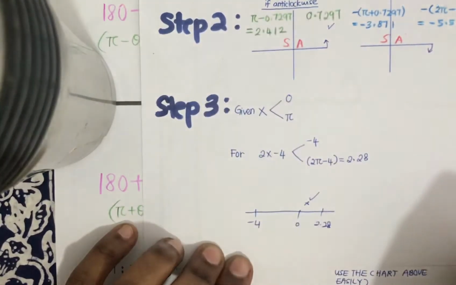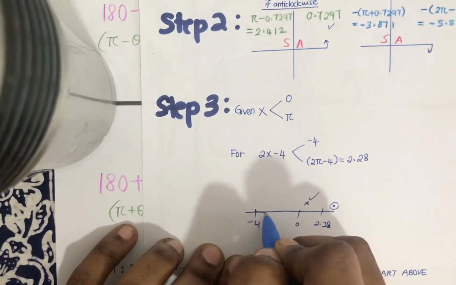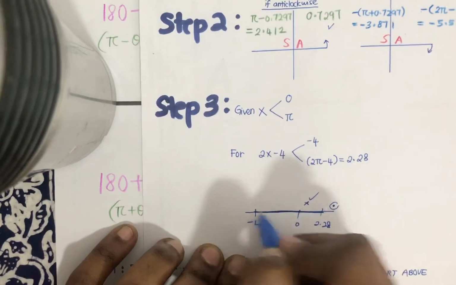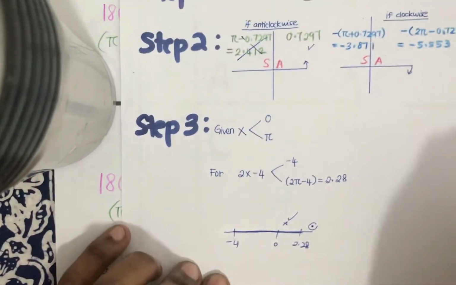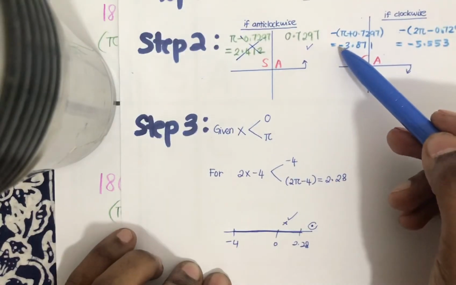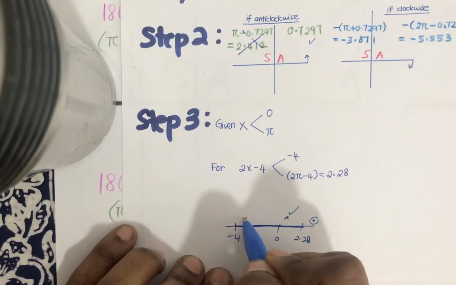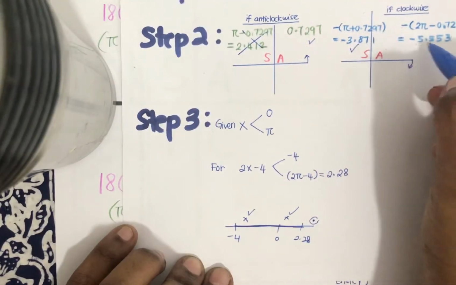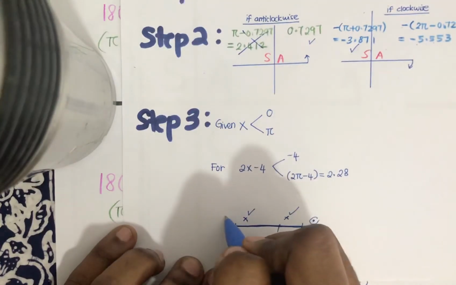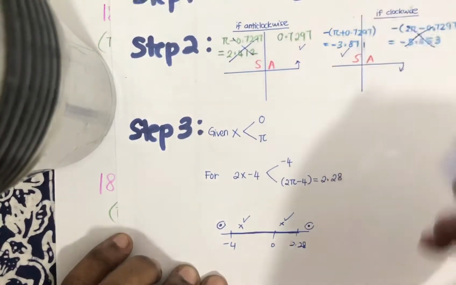How about 2.412? 2.412 is somewhere here. You only want your answer to be within here. So you don't take an answer from this quadrant. Okay, let's go and check this. I need negative 3.871. So negative 3.871 is somewhere here, and that is okay. So this is accepted. Negative 5.5, it's somewhere outside here, and I don't want that. So do not consider this quadrant at all.